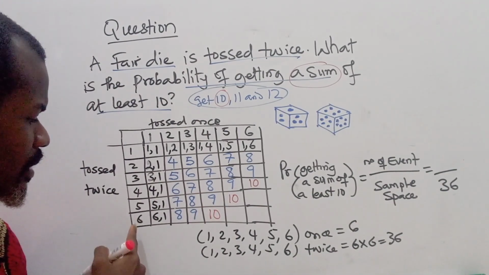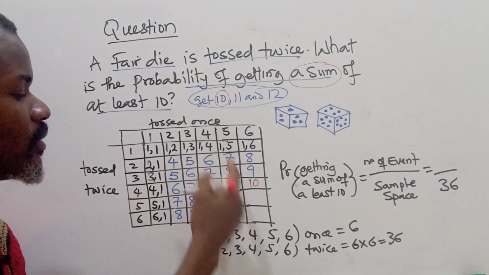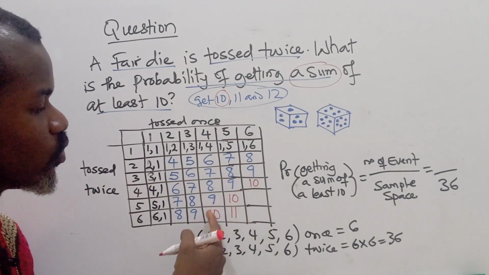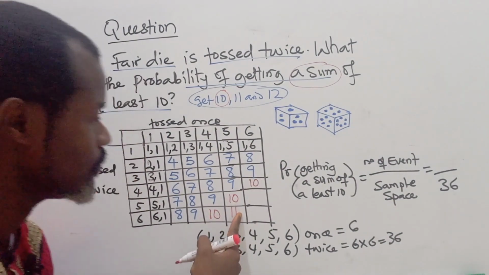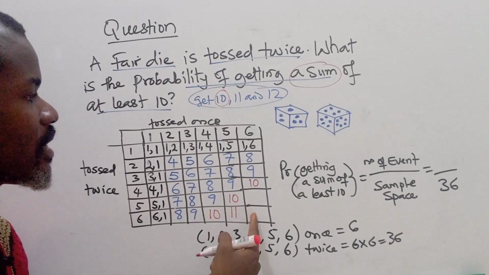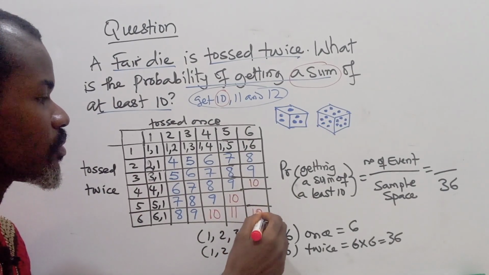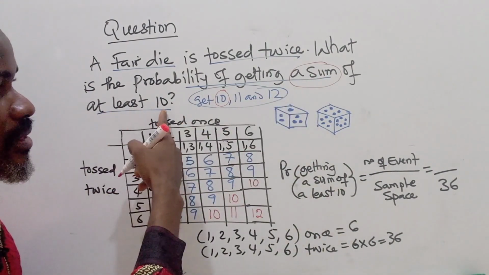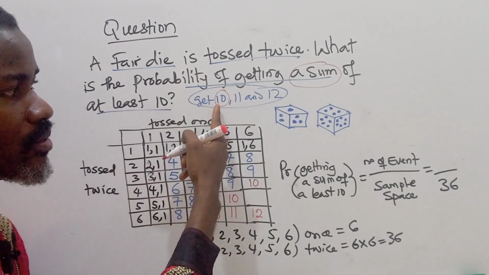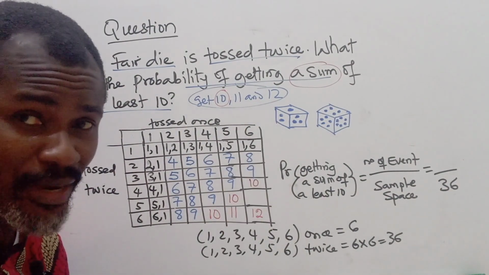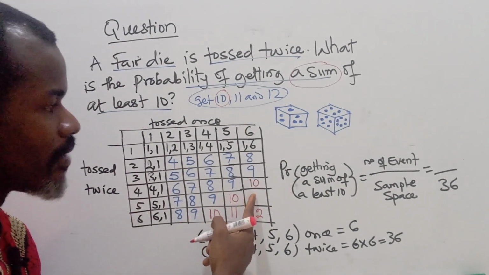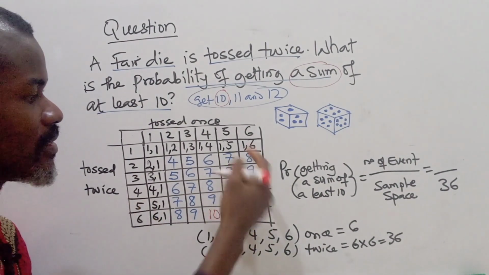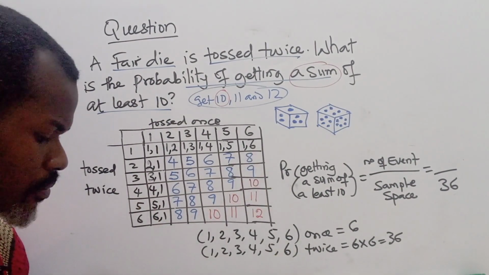So the next event is we have 6 and 5, which is 11. So we've gotten how many events? We've gotten 1, 2, 3, 4 events so far. The next one we have 6 and 6, which is 12. Count it because it's part of what we're looking for: the sum of at least 10. So this, and this should be part of it. Okay, lastly we have the sample space 5 and 6, which is also 11.